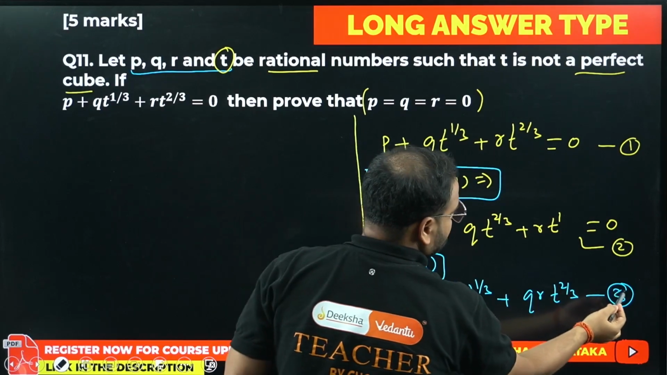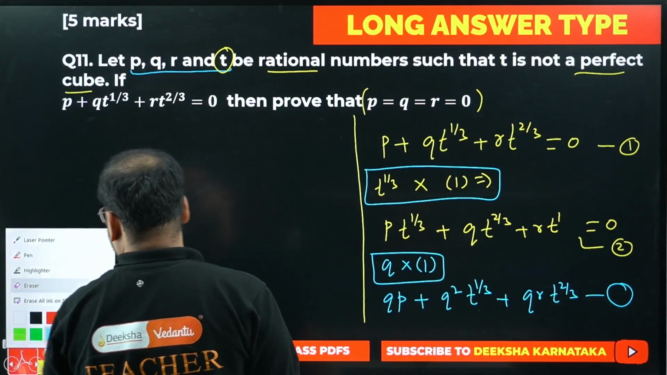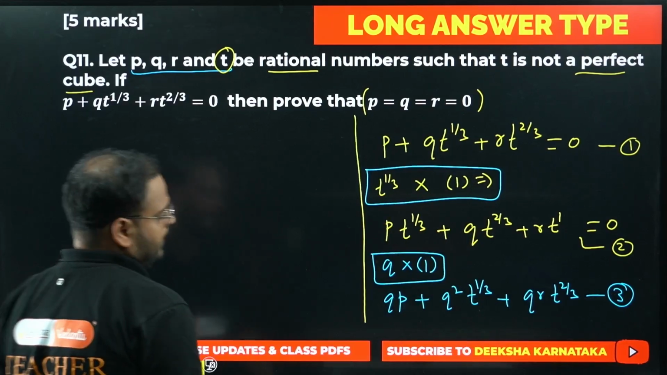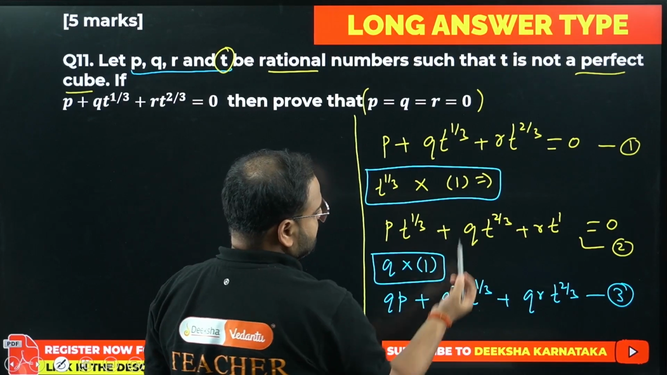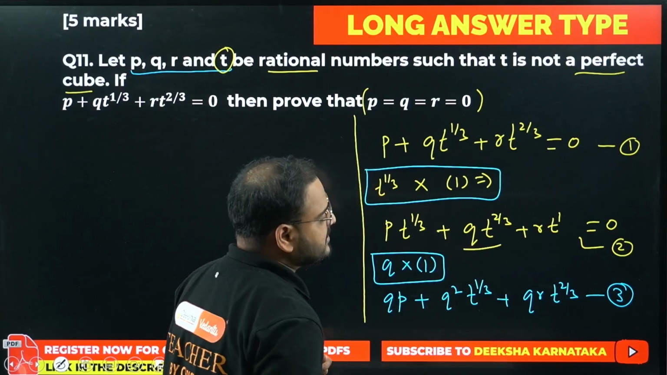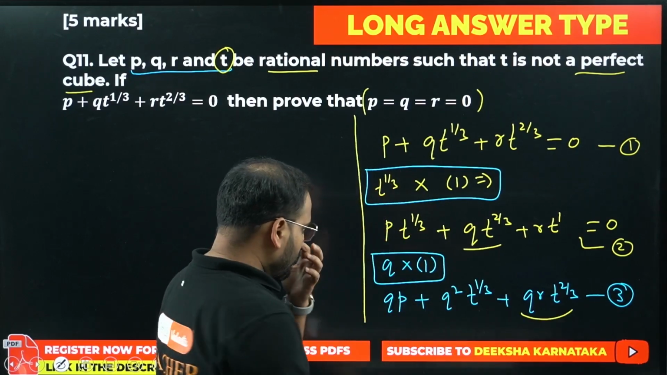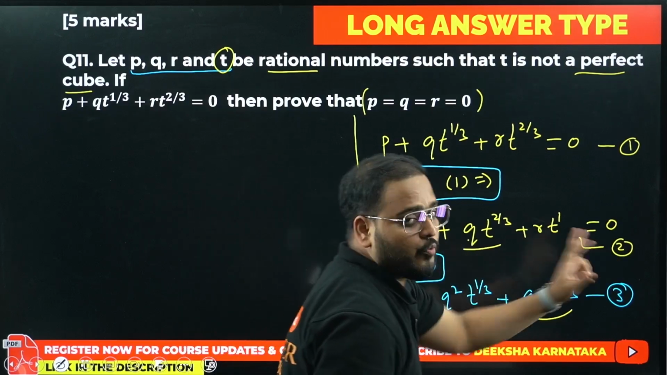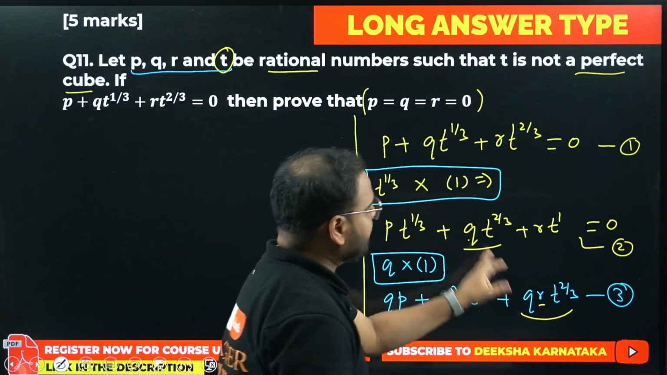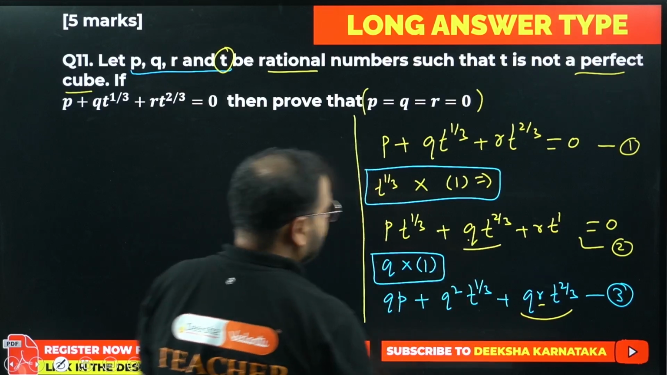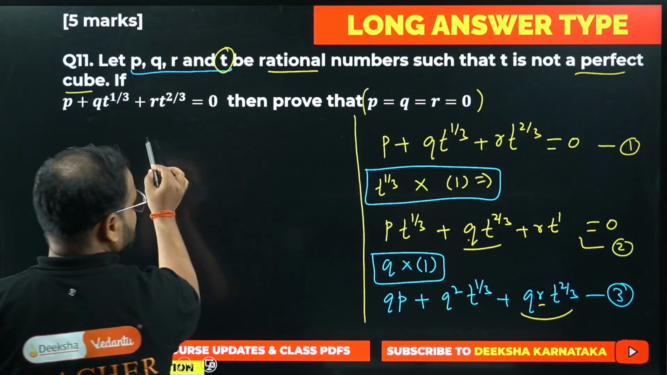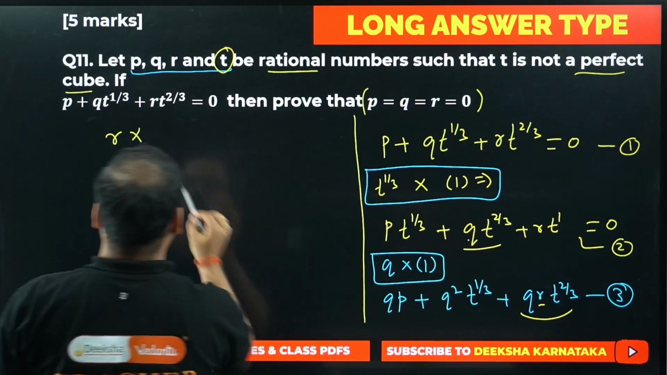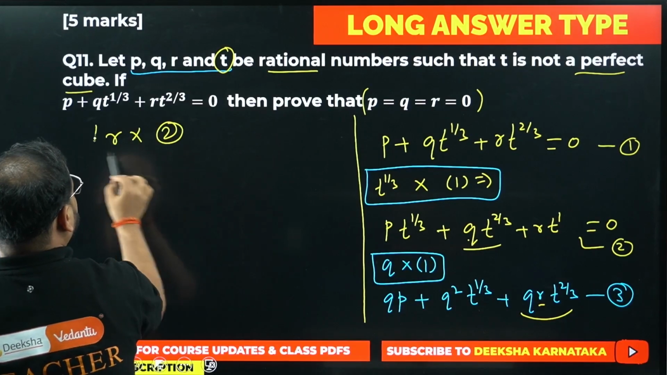Next, I'm going to multiply. Have a look. If you check here, T power 2 by 3 is there. Q is already present here, but R is extra over here. I'll multiply the equation number 2 with R now. If I do that, one term can be cancelled if I subtract or add. So what is the next step? Multiply R to equation number 2.